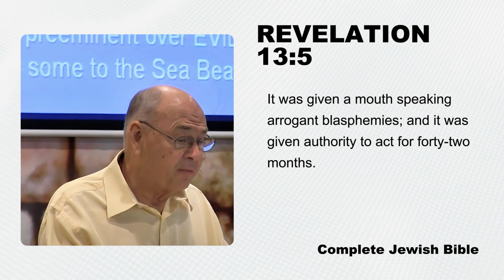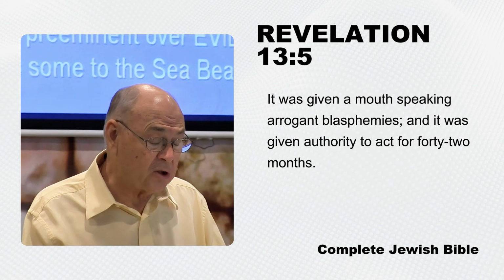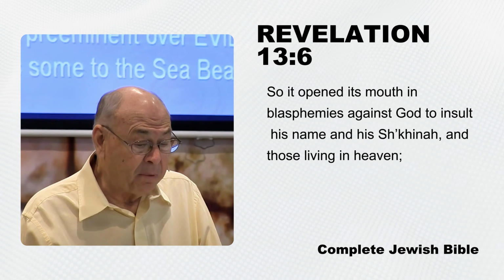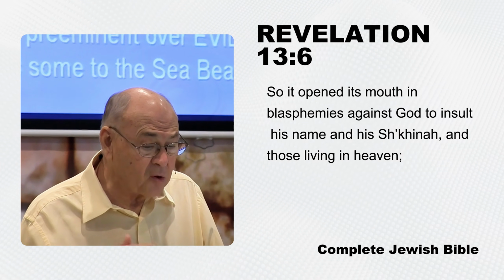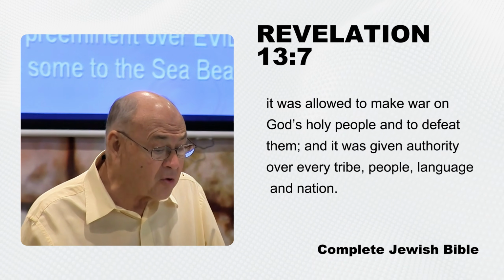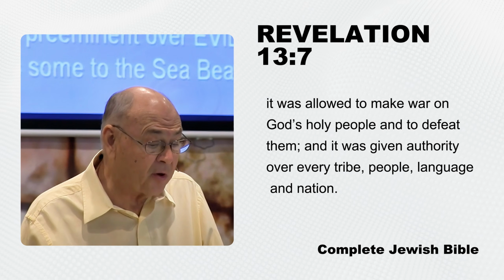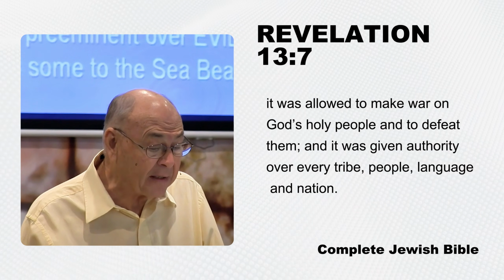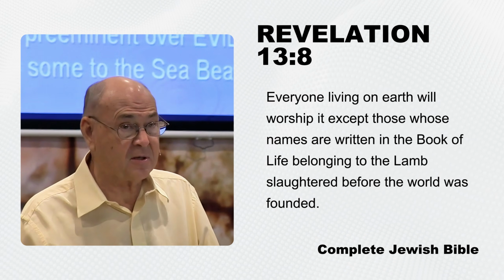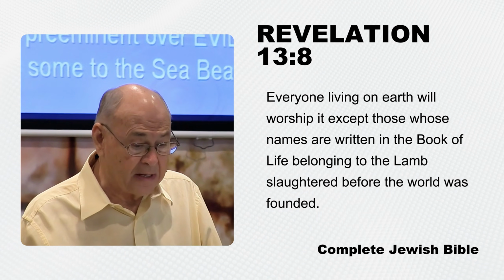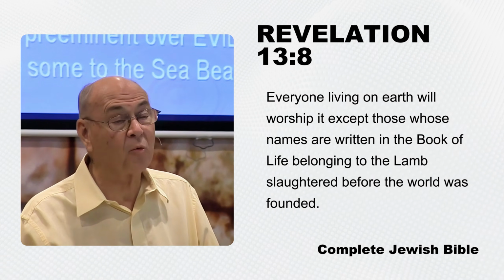It was given a mouth, speaking arrogant blasphemies. It was given authority to act for 42 months. So it opened its mouth in blasphemies against God, to insult his name and his Shekinah and those living in heaven. And it was allowed to make war on God's holy people and to defeat them. And it was given authority over every tribe and people and language and nation. Everyone living on earth will worship it, except those whose names are written in the book of life, belonging to the Lamb slaughtered before the world was founded.